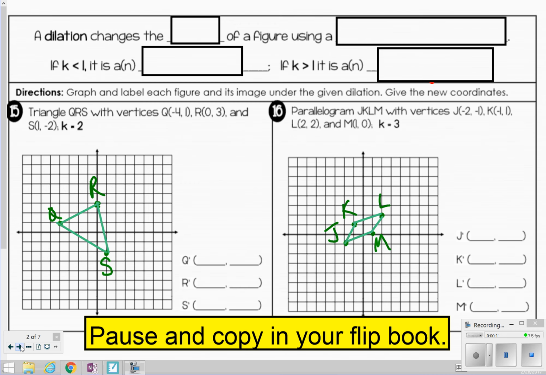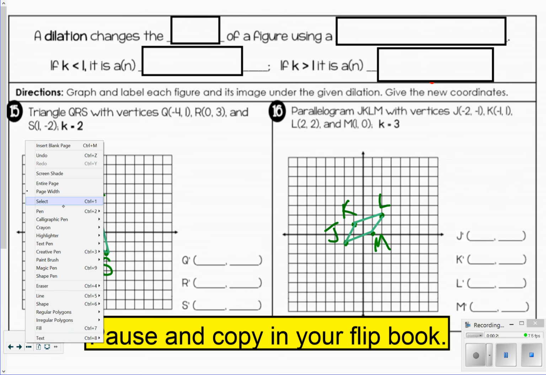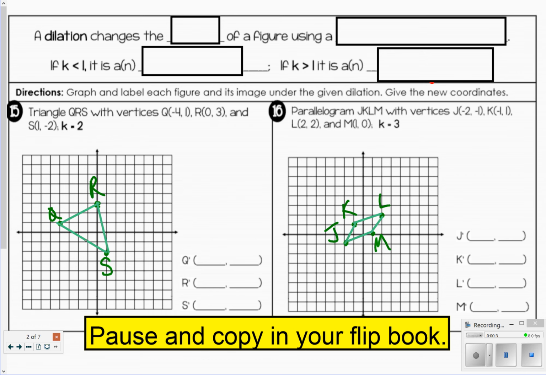In your flip book, let's go ahead and find this page where you can see 15 and 16. And at the top it says a dilation changes, and we want to know, what does the dilation do? If you think about when you go to an eye doctor, sometimes you have to get your eyes dilated, and that means they're changing the size of your pupil so they can look inside and see how healthy your eye is. Well, dilating a shape is similar.